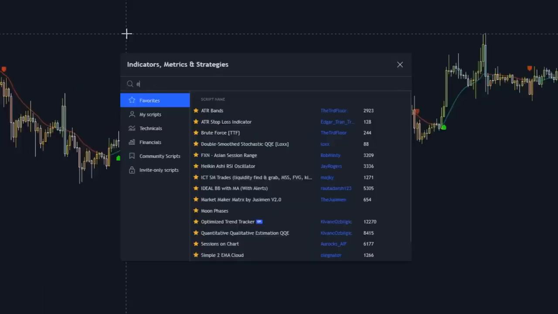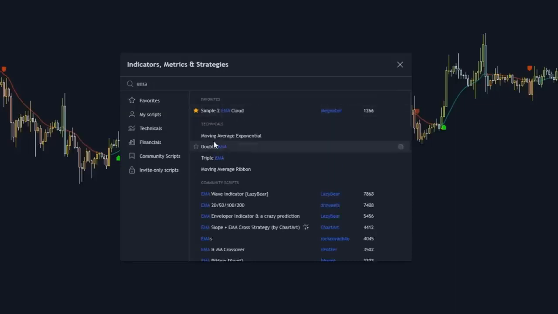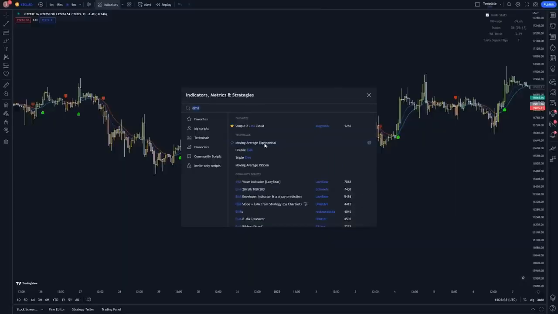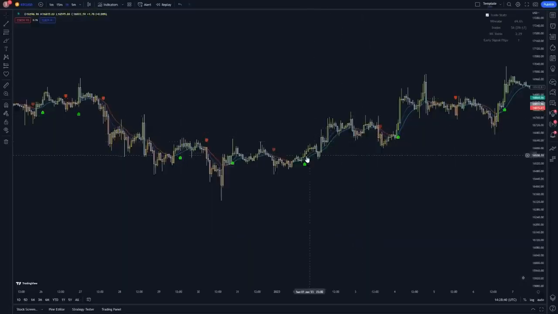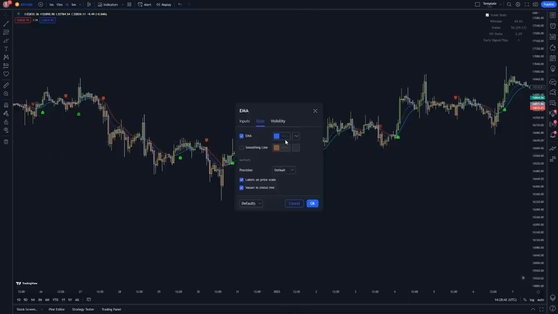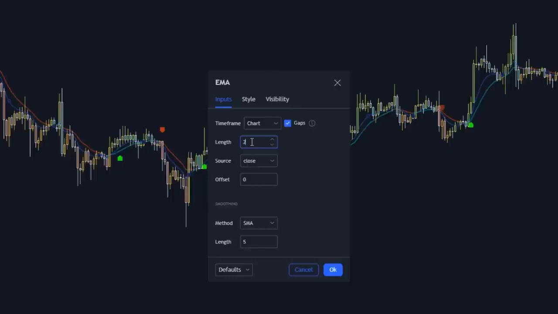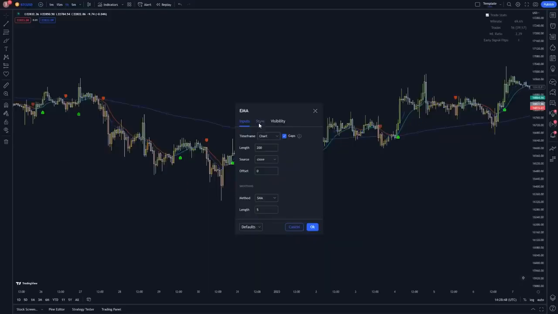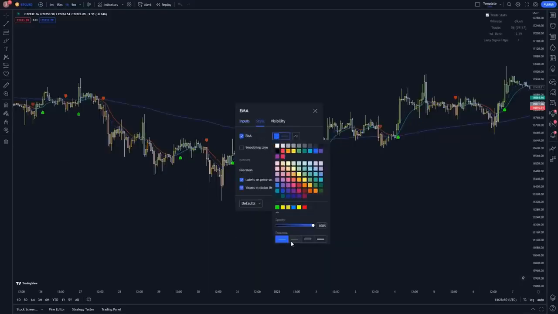This time you'll want to type in EMA, and we will use this as one of the confirmations for trend. I'm sure you've all used these before. Open the EMA settings and change the length from 9 to 200. You can also make the EMA line a bit thicker so it is easier to see.